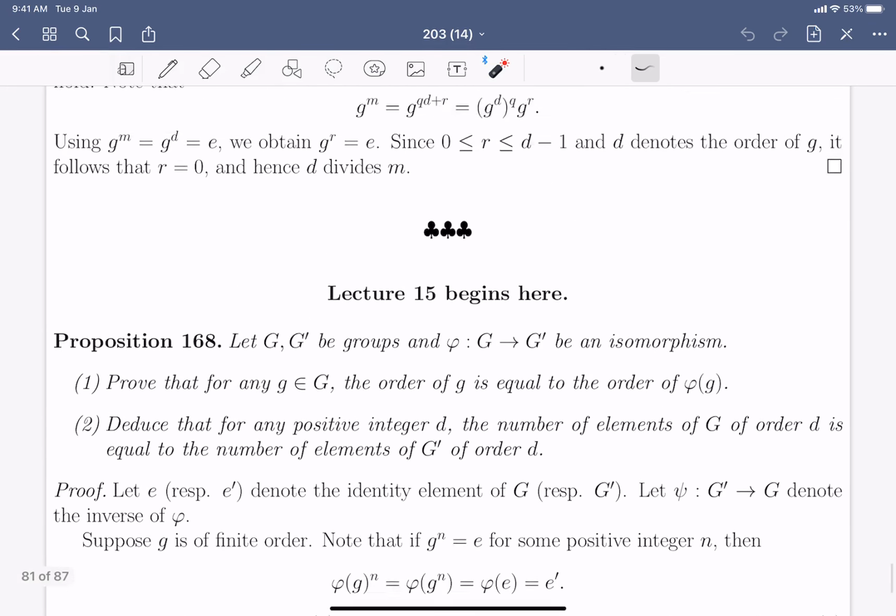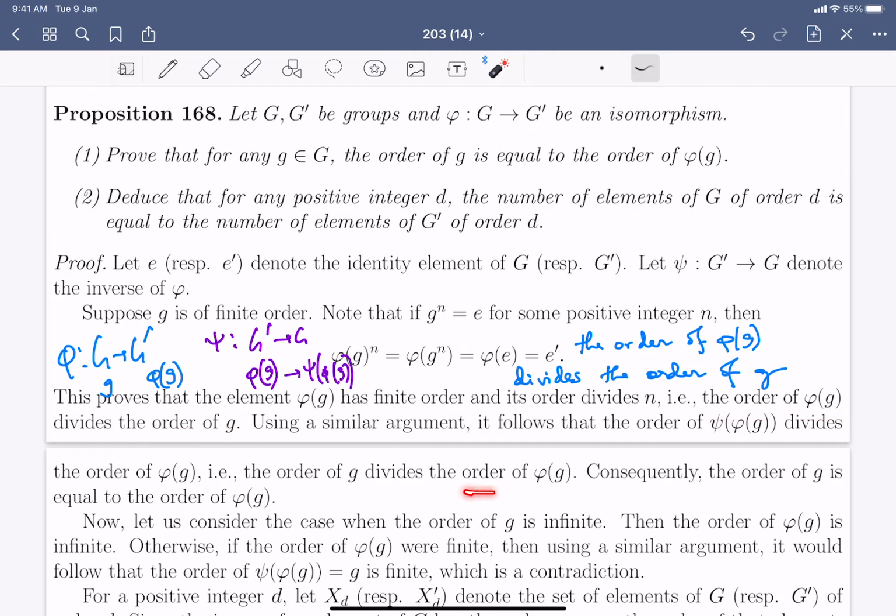So it follows that, we start with the element phi(g). The order of phi(g) is divisible by the order of its image under psi. In other words, the order of psi(phi(g)) divides the order of phi(g), and psi(phi(g)) is just g. So we have proved that the order of g divides the order of phi(g). So there are two statements that we have proved so far: that the order of phi(g) divides the order of g, and that the order of g divides the order of phi(g). So it follows that the order of g and the order of phi(g) are equal, right? So we are done only in the case when the chosen element g has finite order.